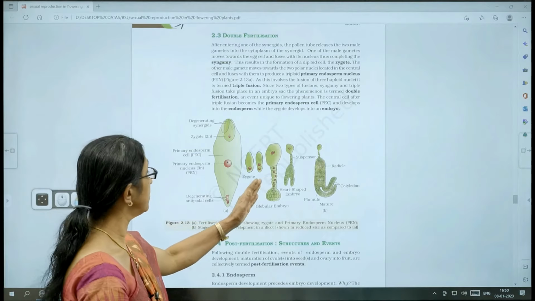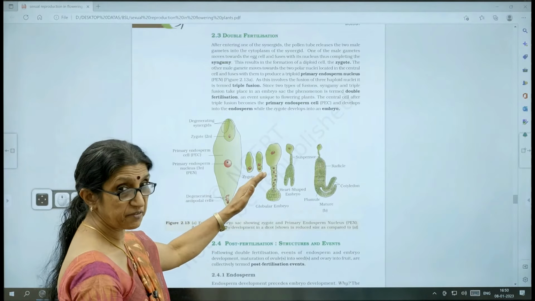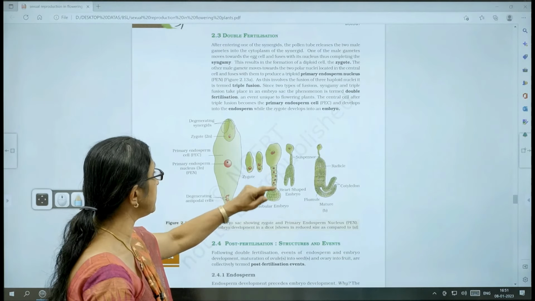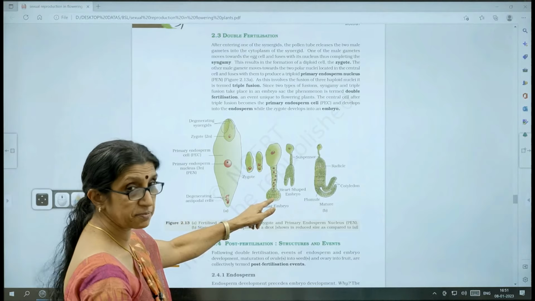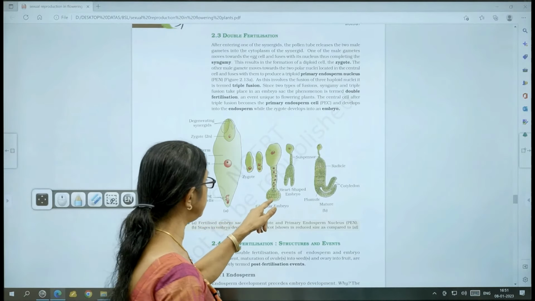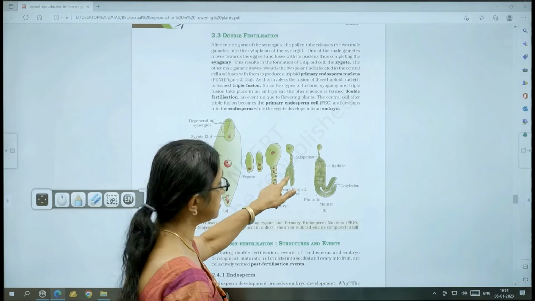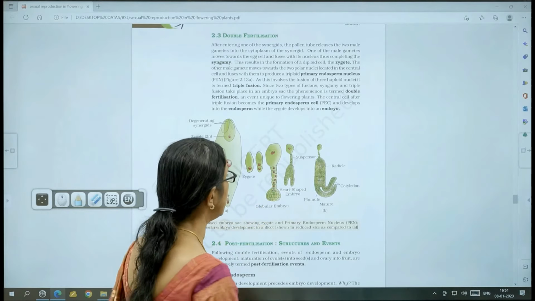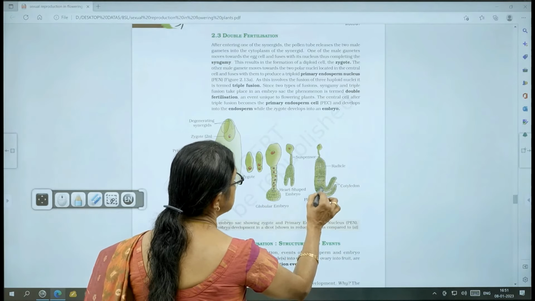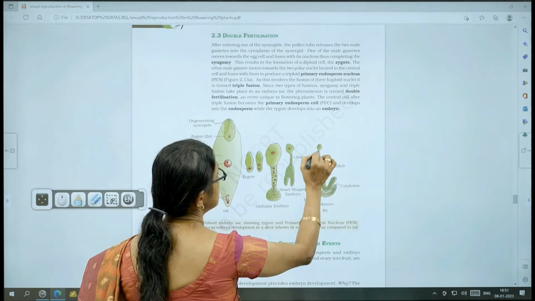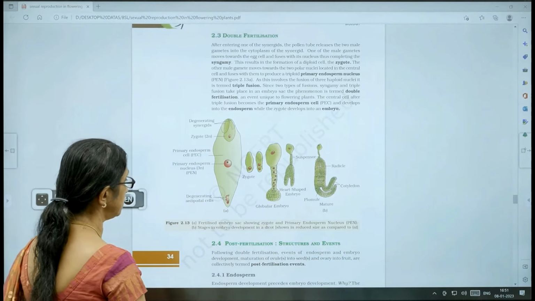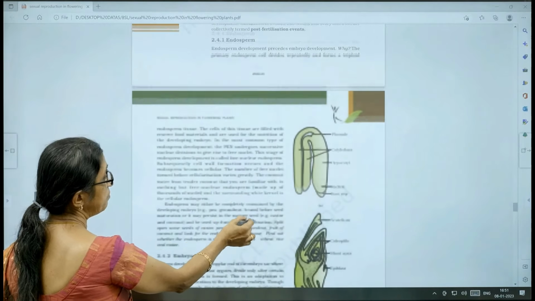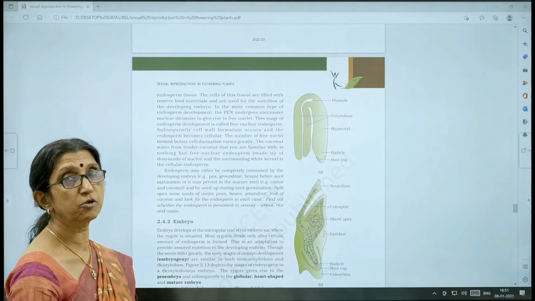See that the zygote's first division is unequal. This is the so-called CA, and this is CB. The embryo proper develops from CA, and this is heart-shaped, and this is the still-maturing proembryo, and this is the mature embryo having the two long cotyledons. This is the plumule, here the radicle, and this is the suspensor with the vesicle. The developing embryo is nourished by the endosperm.